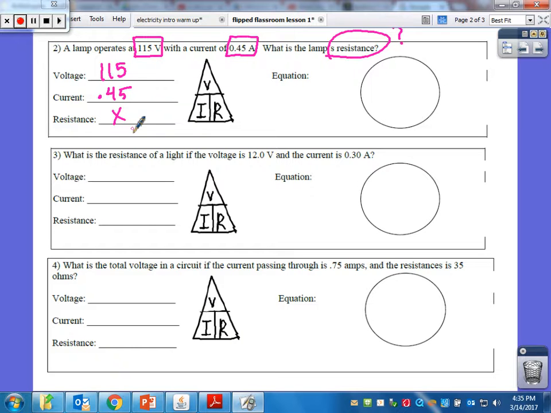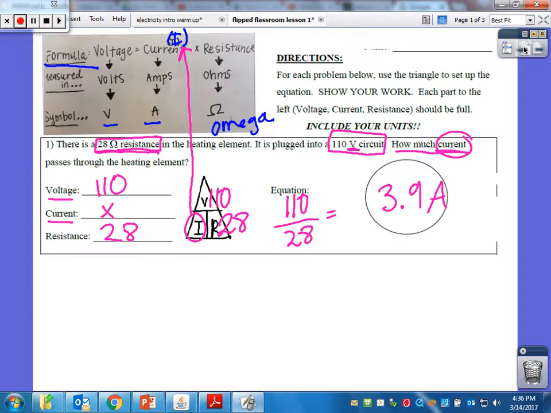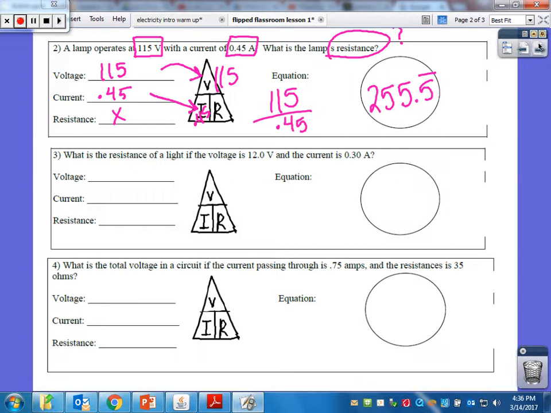Okay, so let's plug our stuff in. V goes here. I goes there. 115, 0.45. When that's on top of that, what do we do? Divide. So 115 divided by 0.45, that's our equation. And once you do that, you should get 255.5, repeating. And what's our unit? We just solved for resistance. So let's flip back. What's our unit for resistance? Drag it all the way down. You can draw the symbol. They're fun to draw.